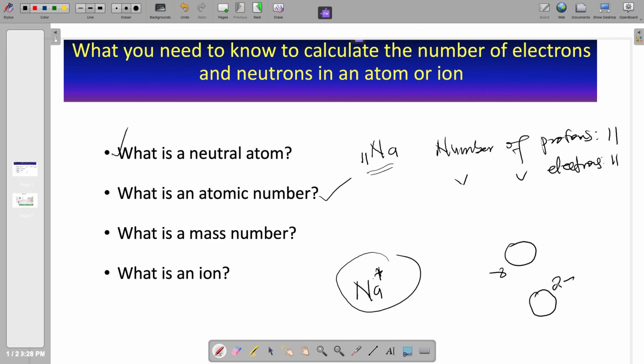Okay, so in our next lesson, we'll learn how to calculate the number of electrons in an atom or ion.